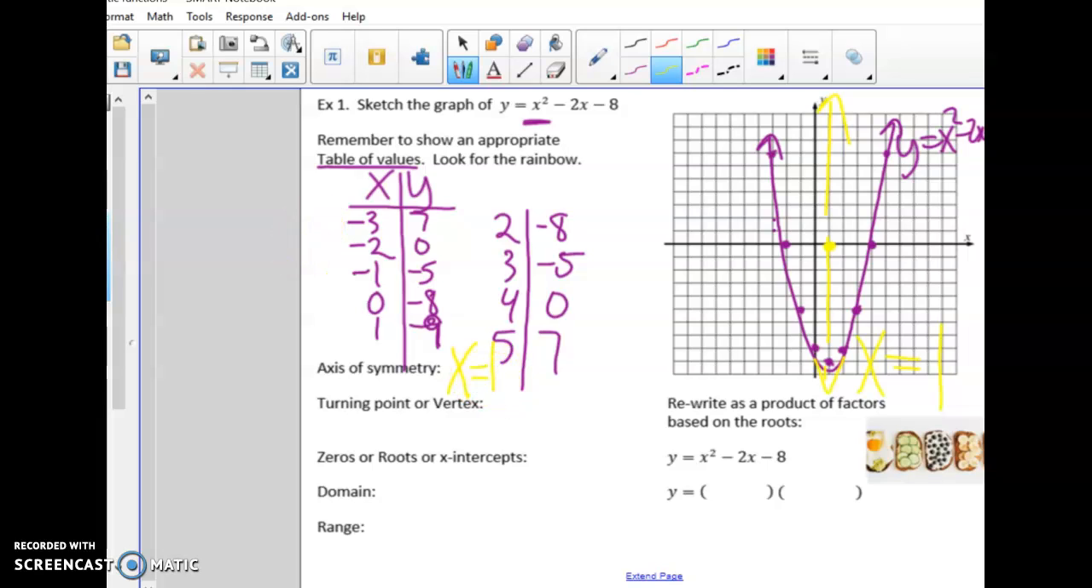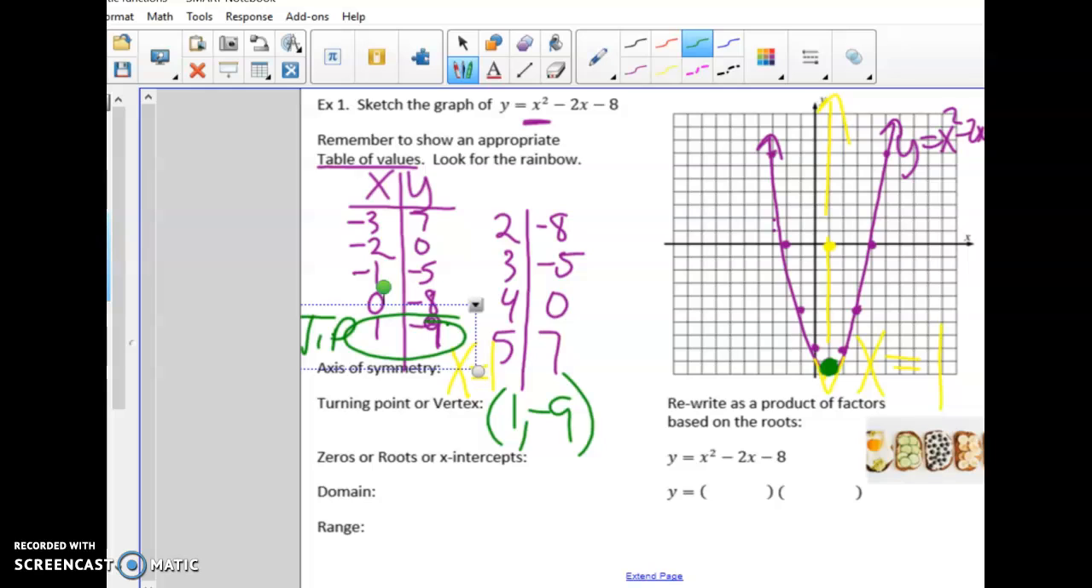Now, what about the TP, the turning point? Well, that is this point right here, because everything changed. It was going down and then it went up. And so that point can be found by looking at the table and seeing that -9 had no match. This was your TP. So this point, 1, -9, your turning point.